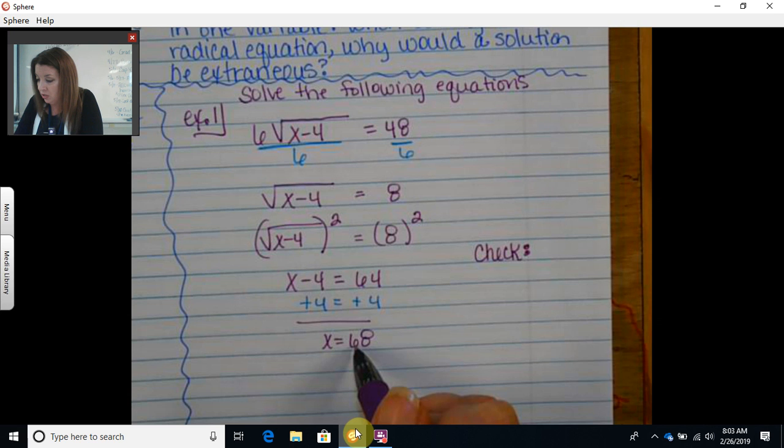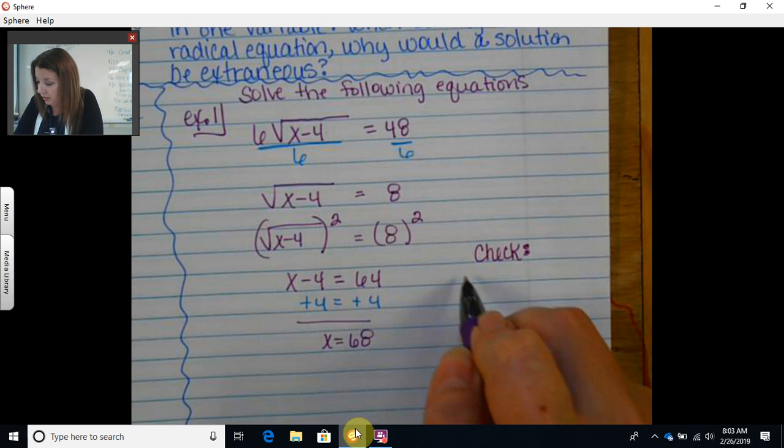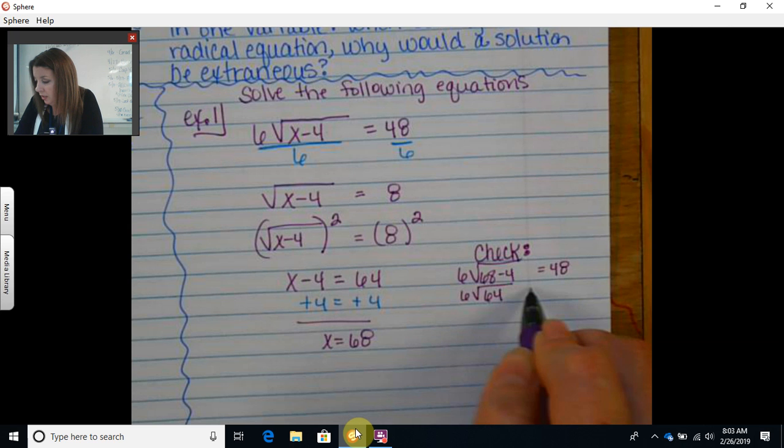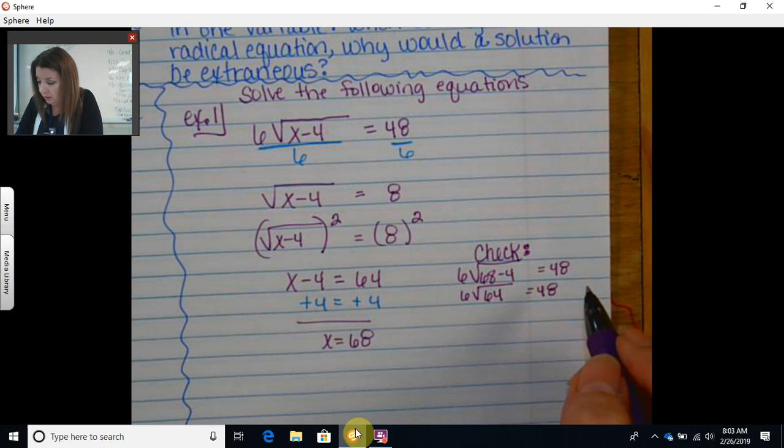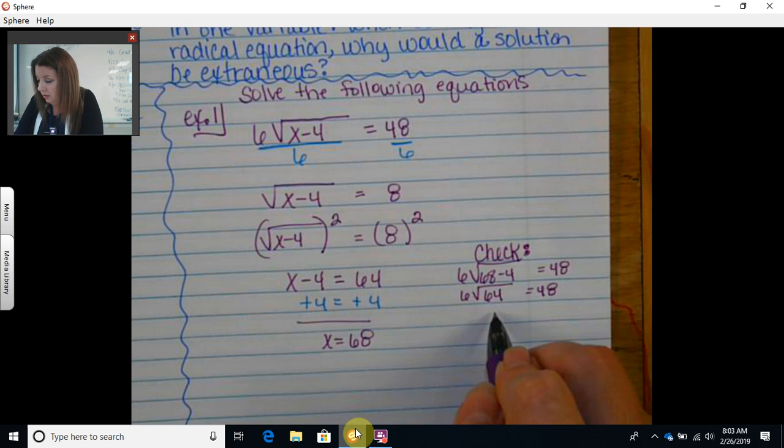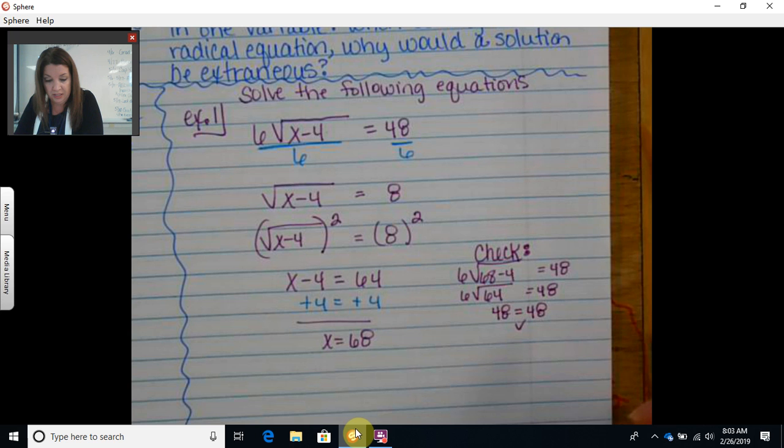So I'm just going to substitute in 68 wherever I see an x above. So that'd be 6 times the square root of 68 minus 4 equals 48. So that's 6 times the square root of 64 equals 48. What's the square root of 64? 8 times the 6 that's already on the outside would be 48 equals 48. True story, I'm good to go. Coolio?